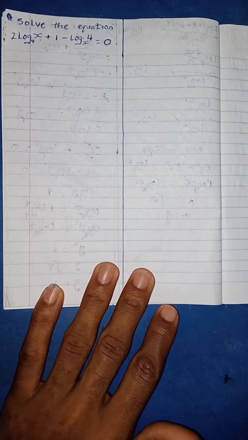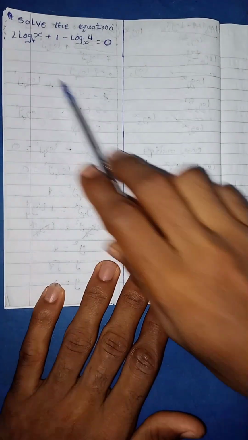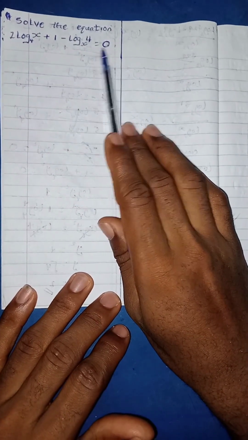Hello everyone. Today we're going to be learning how to solve problems on logarithm with different bases. In the question over here we have 2 log x to the base 4 plus 1 minus log 4 to the base x is equal to 0.